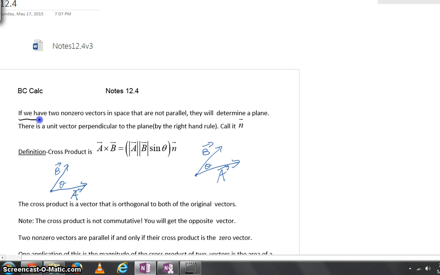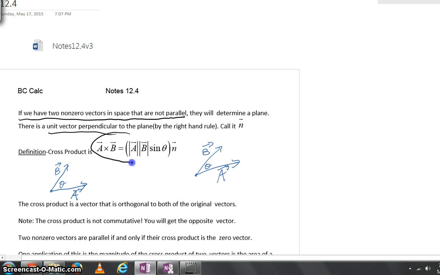If we have two non-zero vectors that are not parallel, they'll determine a plane. They could make a flat surface just like a piece of paper or a piece of cardboard. Imagine two arrows are in it. There is a unit vector perpendicular to this plane by the right-hand rule. We can call that vector n.